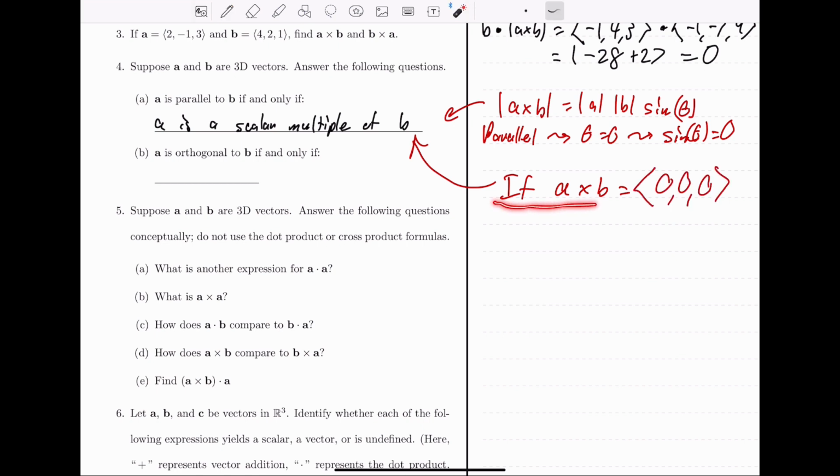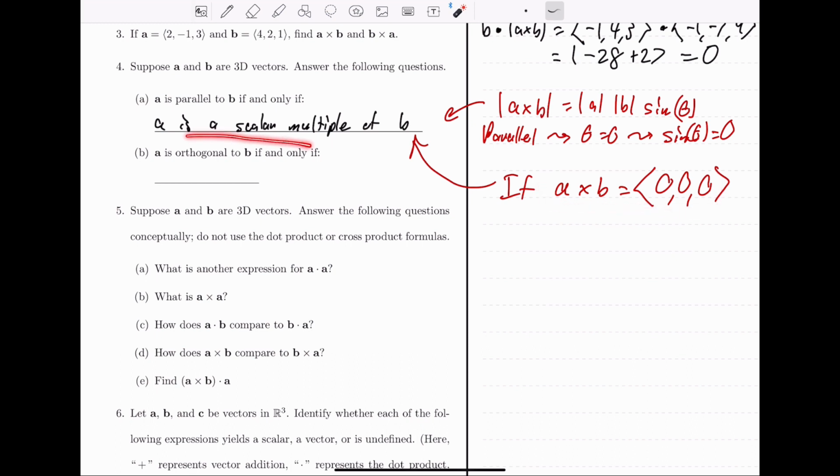As we've seen, the cross product is a little bit tedious to compute, so I would not recommend this as a way to check if two vectors are parallel. The best way to check if vectors are parallel is to just see if one's a multiple of the other. But this will be true for parallel vectors. The cross product between parallel vectors will always be the 0 vector.